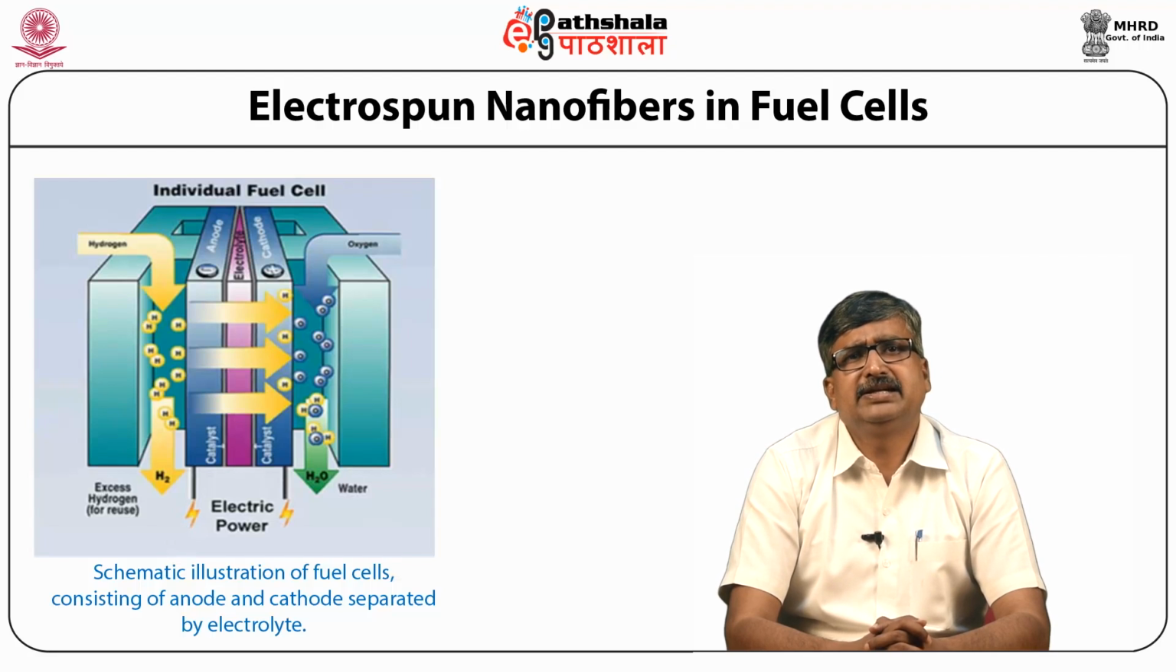Fuel cells are mainly classified by the type of electrolyte they use. For example, proton exchange membrane fuel cell, alkaline fuel cell, phosphoric acid fuel cell, molten carbonate fuel cell, and solid oxide fuel cell. This is all based on the name of the electrolyte. The schematic of a typical fuel cell has been illustrated in the figure, and it consists of anode and cathode separated by electrolyte.